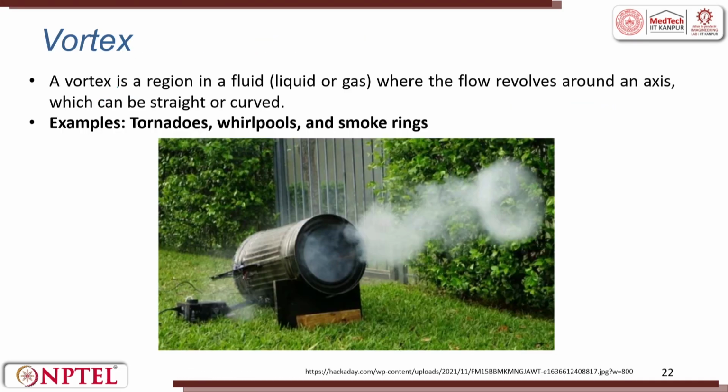Vortex. A vortex is a region in a fluid, which can be a liquid or a gas, where the flow revolves around an axis, which can be straight or curved. That is called a vortex. People smoke and release a vortex ring, right, where the flow revolves around an axis. So, tornadoes, whirlpools, smoke rings, all these things are vortices.